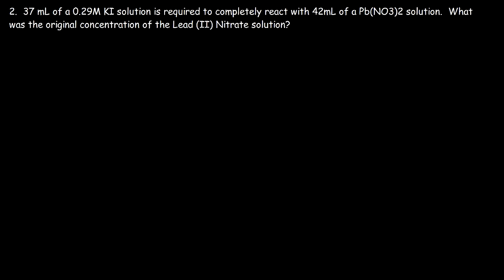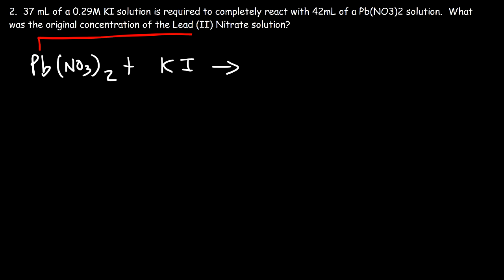Number 2: 37 milliliters of a 0.29 molar potassium iodide solution is required to completely react with 42 milliliters of a lead nitrate solution. What was the original concentration of the lead 2 nitrate solution? So once again, let's begin with a balanced chemical equation. Lead nitrate reacts with potassium iodide. So we have another double replacement reaction.